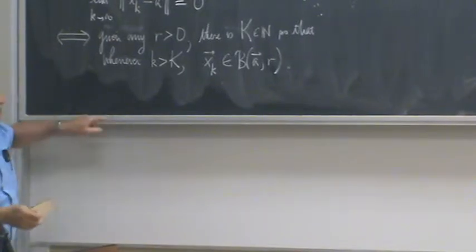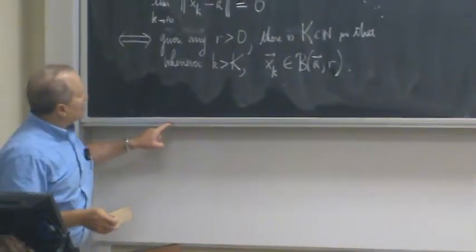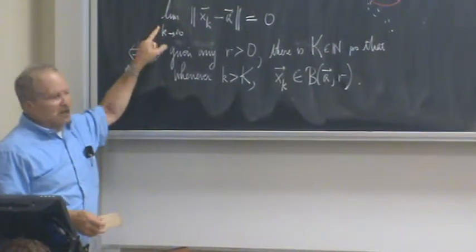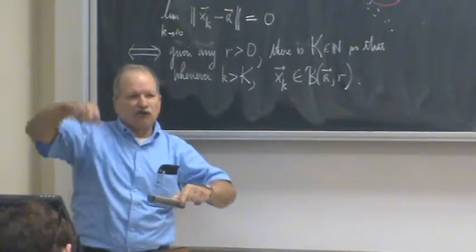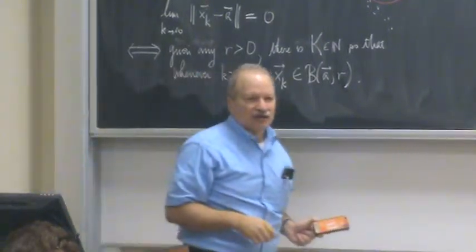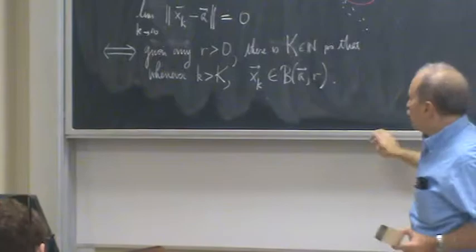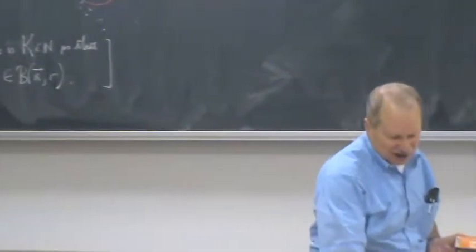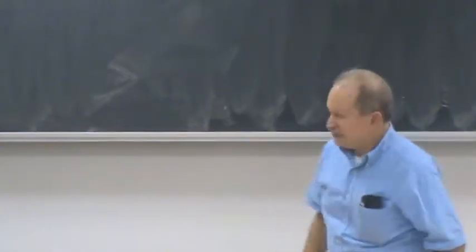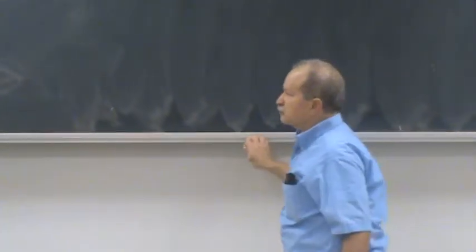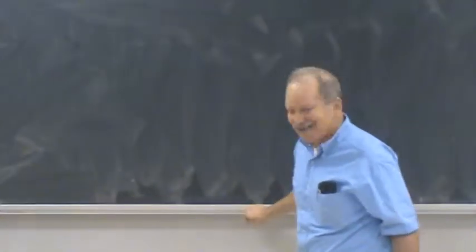That's equivalent to saying that the distance to A approaches zero, because I can shrink that ball and I have to go farther and farther out in the sequence to get within the smaller and smaller balls. Okay, so for some of you, this is the first time you've seen math sentences like this, but trust me, you'll see lots of them. This stuff is not on the test. It'll be on the next test.